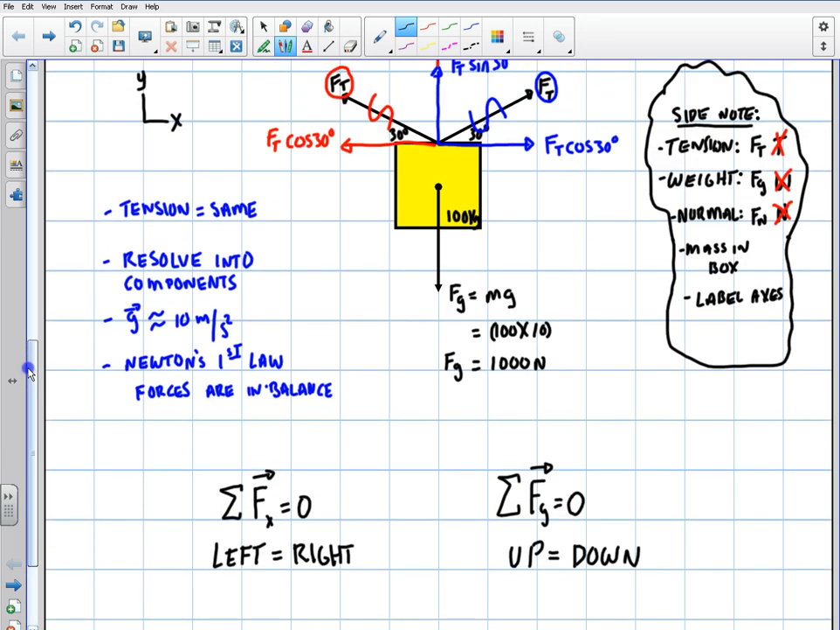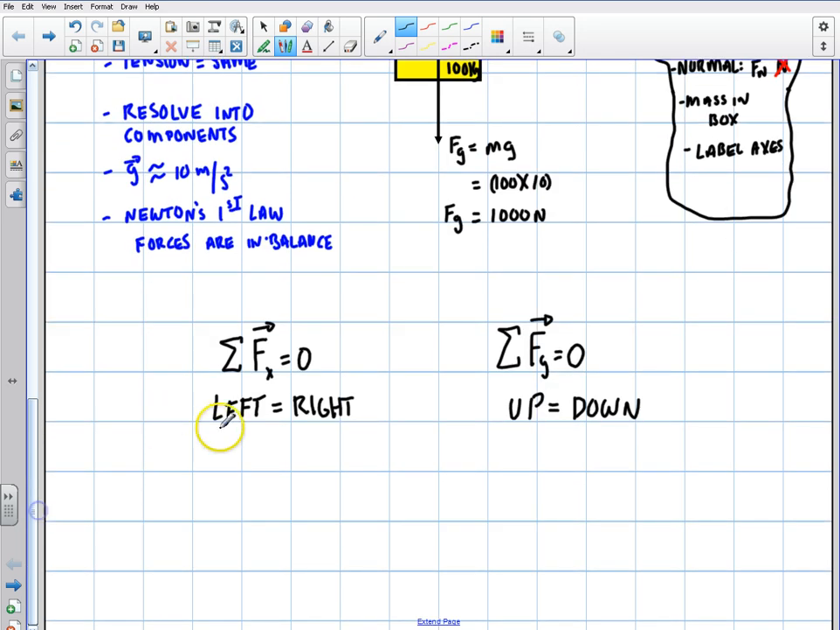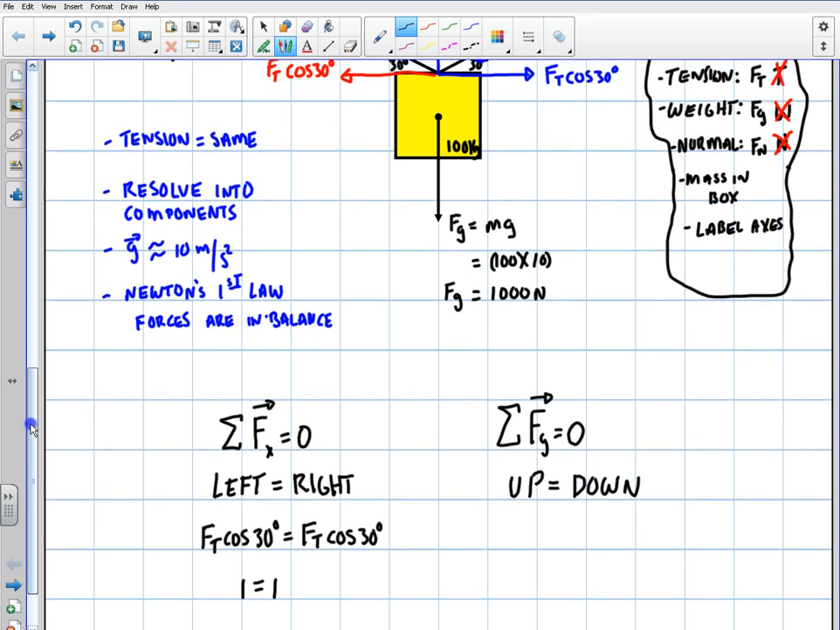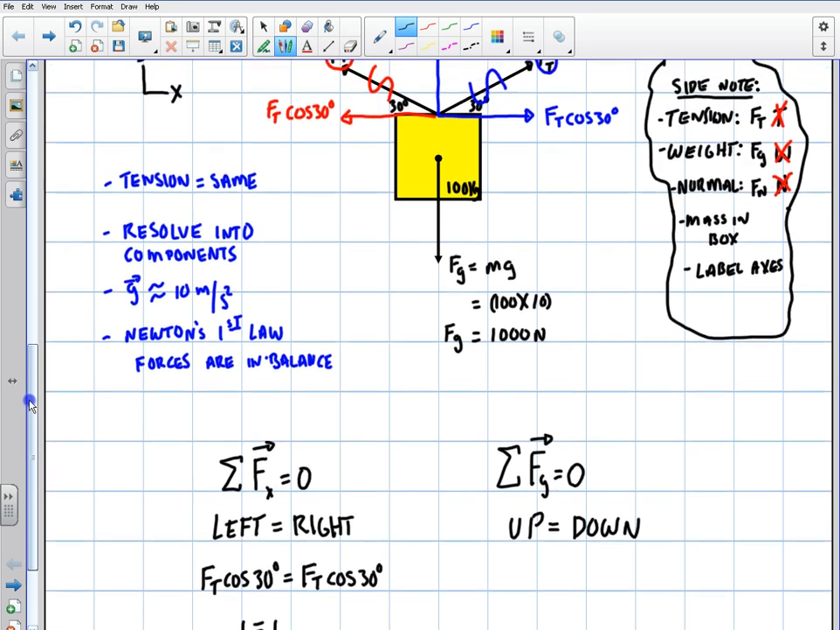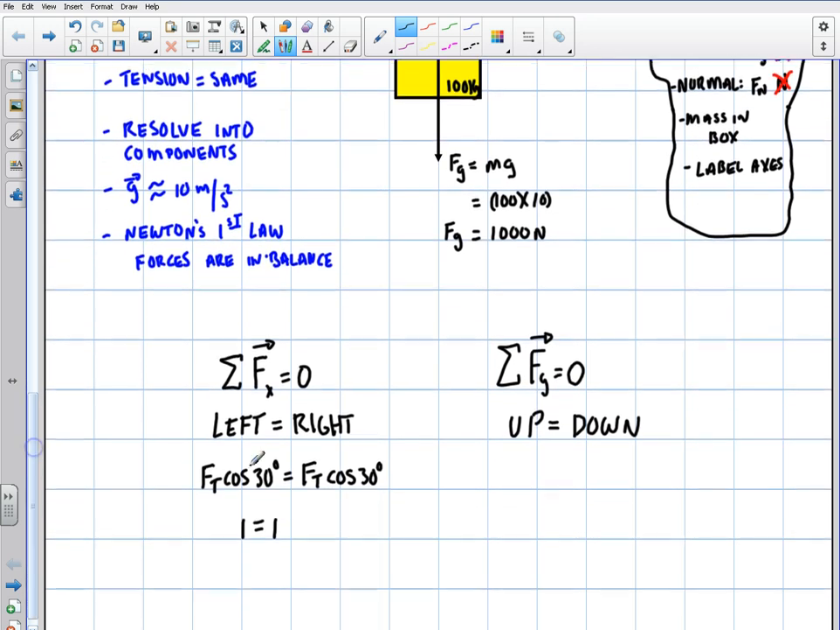So what's on the left here? I have FT cosine 30. What's on the right here? I have FT cosine 30, right? So I have FT cosine 30 equals FT cosine 30, right? Is that really going to help me that much? Not really, right? So that just becomes 1 equals 1. I have a simple reflexive property, right? We don't really use that in physics too much. We use it more in geometry when we're trying to solve proofs with triangles, say if they share a side, but this isn't really going to help us much here, right?